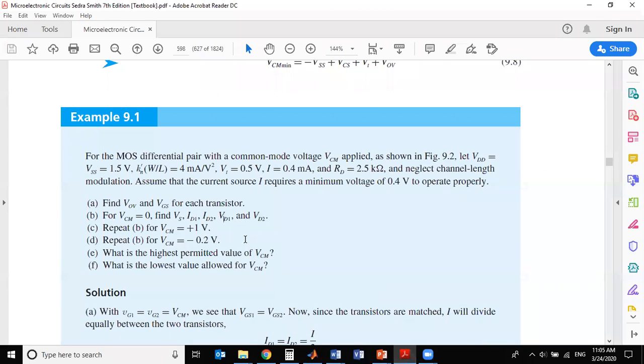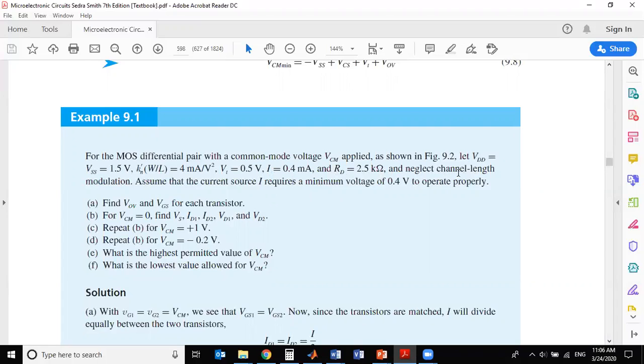And you have the constant Kn, the transconductance parameter Kn prime times W over L, which is constant. Everything is constant. So this is 4 milliamperes per volt square. And the threshold voltage is 0.5. So you have to have VGS higher than 0.5 for this transistor to work. And the tail current source has a current of 0.4 milliamps, and RD is 2.55 kilo ohms.